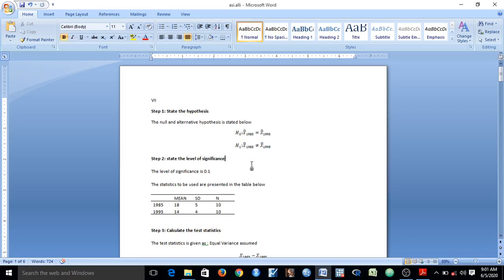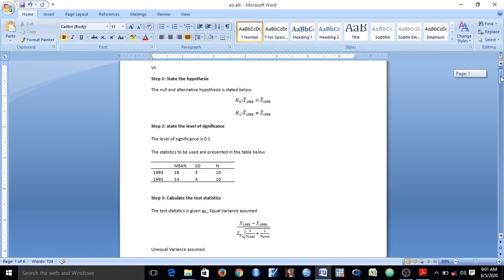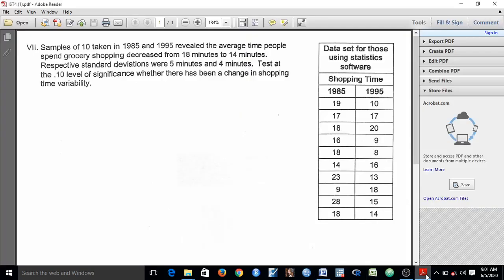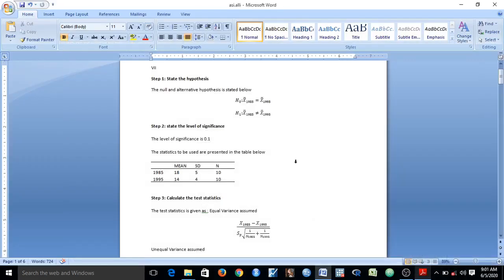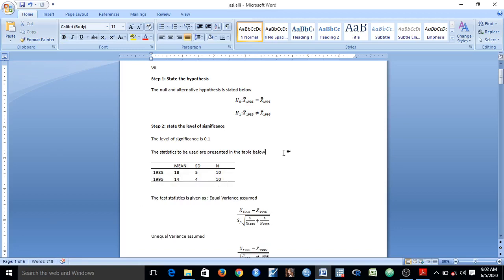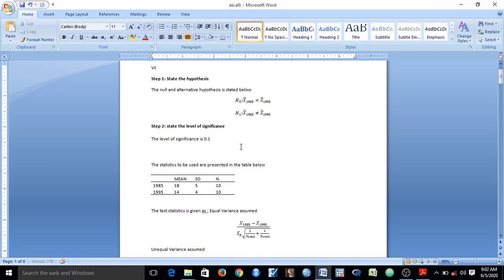The second step is to state the level of significance. As given in the question, we are using 0.10 level of significance. The third step is to calculate the test statistic. So the test statistic will be calculated as this.